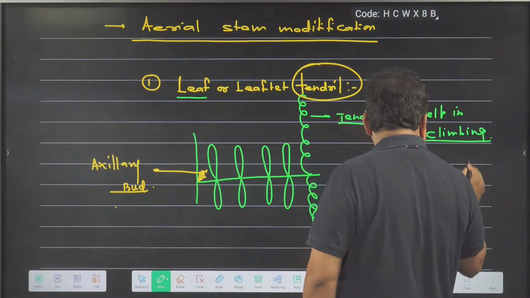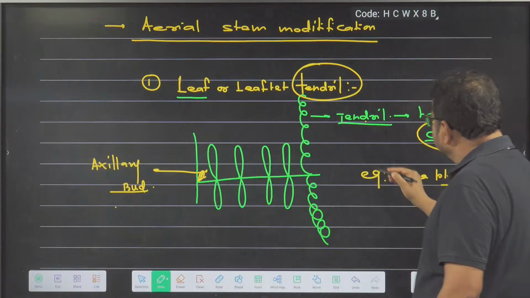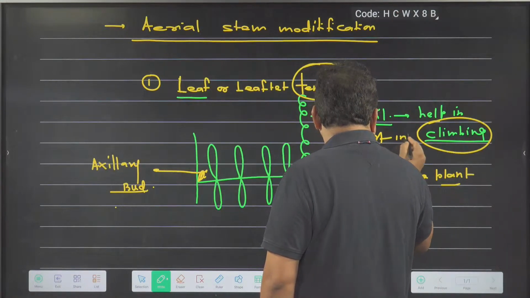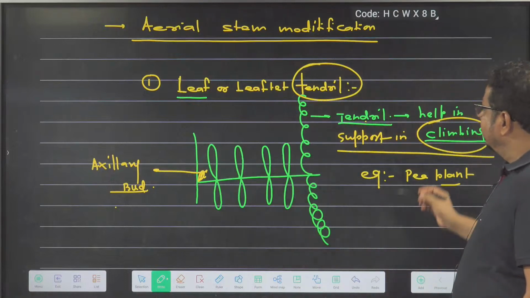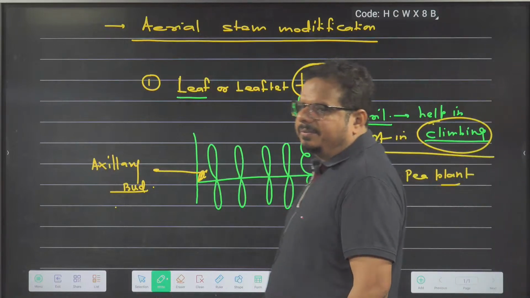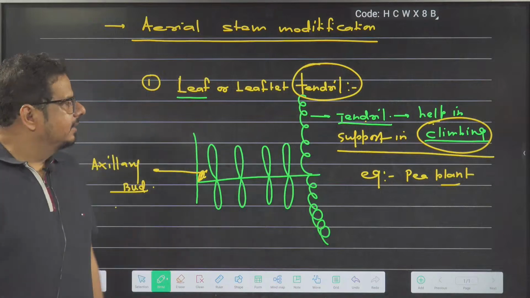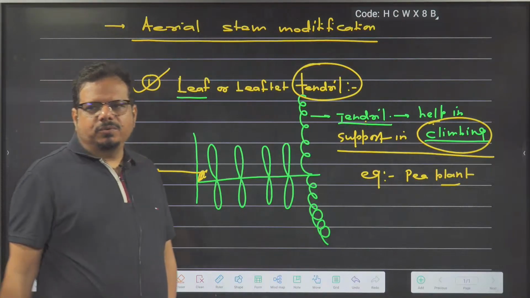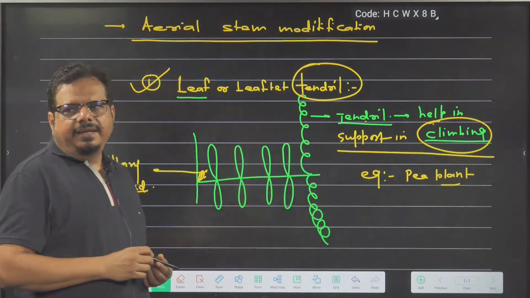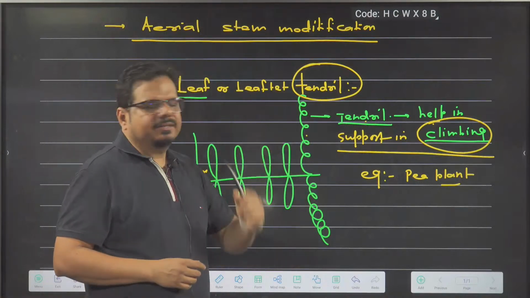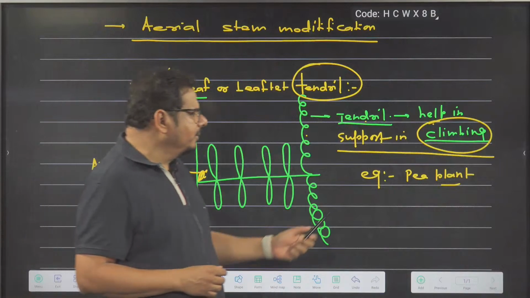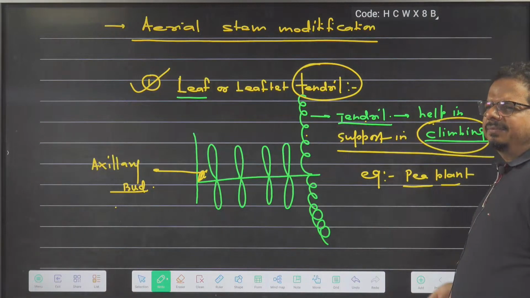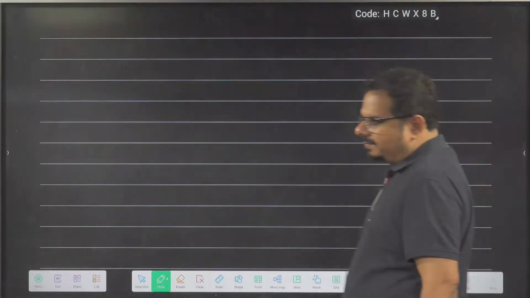The purpose of this modification is what? Support in climbing. Did you get the idea? What is the purpose of this particular type of modification? That is support in climbing. So one leaf modification is over. That is for support in climbing. Leaf or leaflet is going to convert into tendril. Done. Example of such modification is which one? Pea plant. Is it all right? That is enough. Now we are going to move ahead.